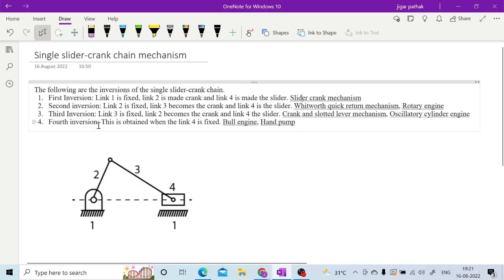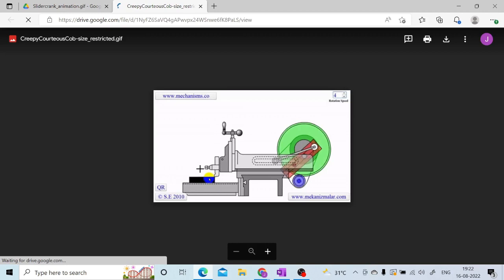After that, for the second inversion, what you are doing is fixing link 2, which is the crank. So link 3 is going to become the crank, and link 4 is anyway the slider. Where it is used is in the Whitworth quick return mechanism, right? This Whitworth quick return mechanism is used for cutting operations, in your shaper and slotter, right?